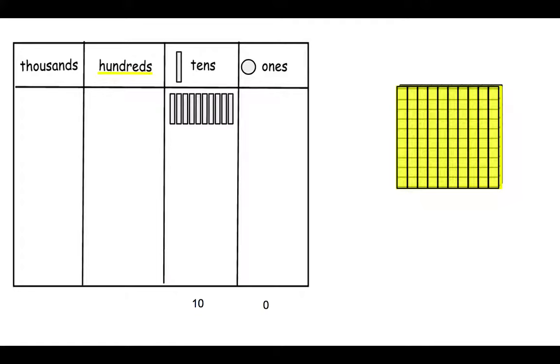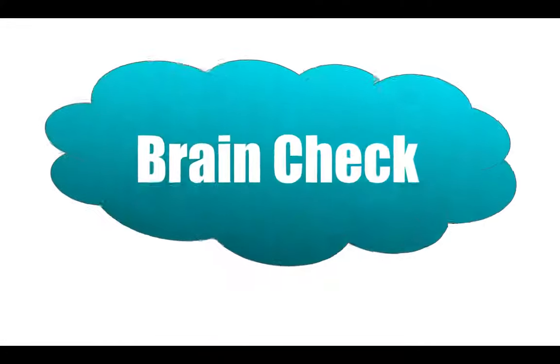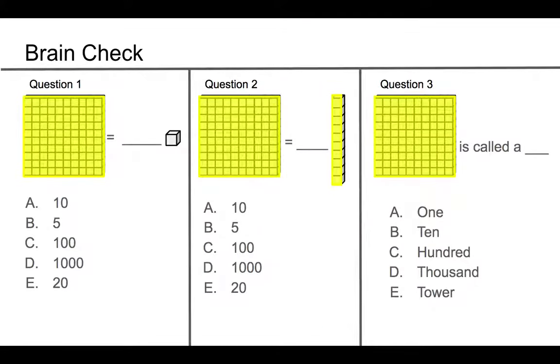We could also see these 10 towers as our 10 tens on the place value chart. And just like before, I can take my 10 tens and instead write them as one large square, or 100. We can always draw hundreds this way. Now let's stop for another brain check. Answer these questions now.